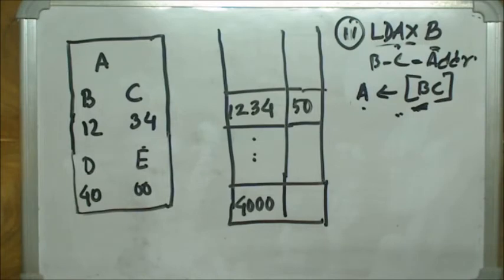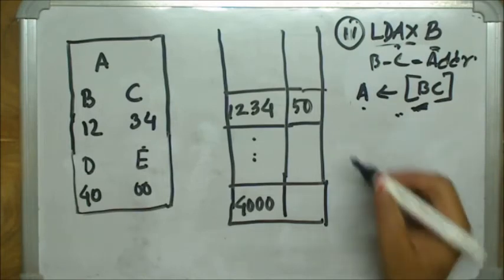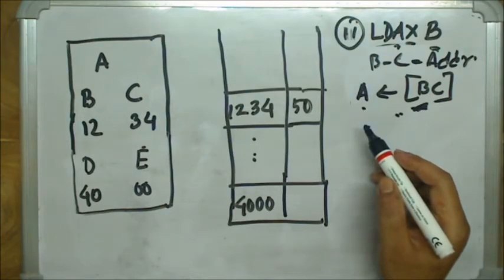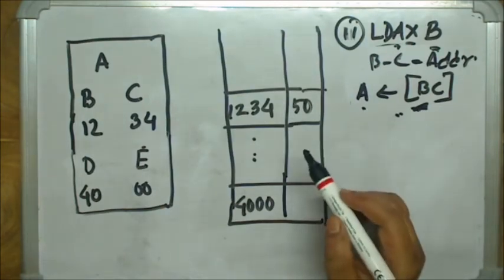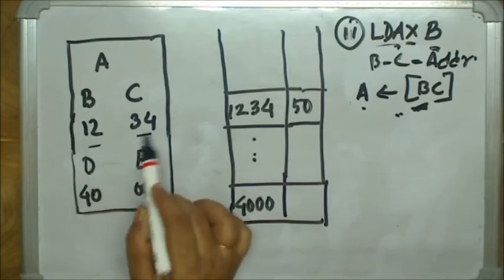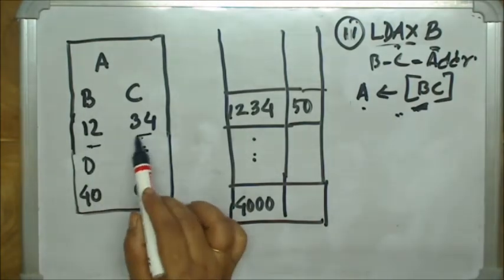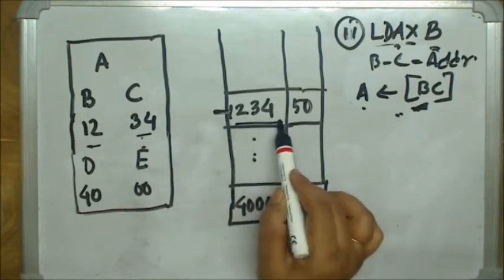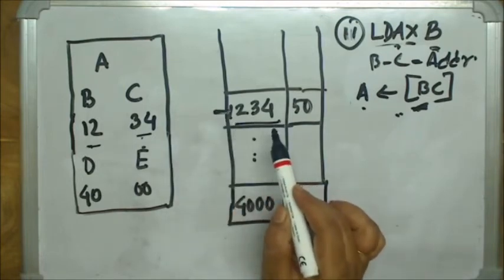So now I write LDAX B. What is A getting? A is getting the value of the memory location pointed by BC pair. So which memory location is pointed by BC pair? What is there in BC pair? 12, 34, that is 1234. It is pointing to the memory location 1234, right?